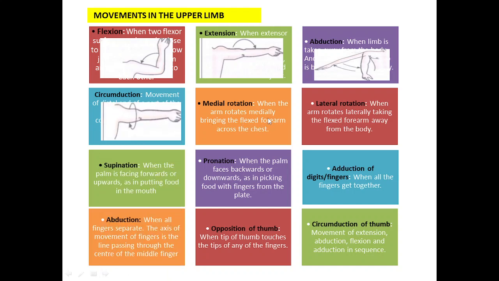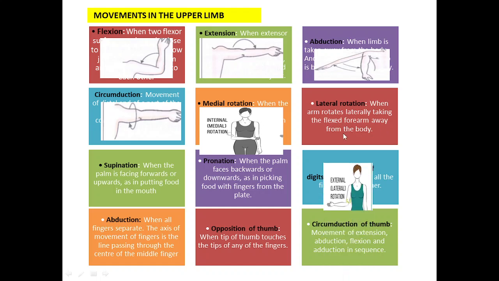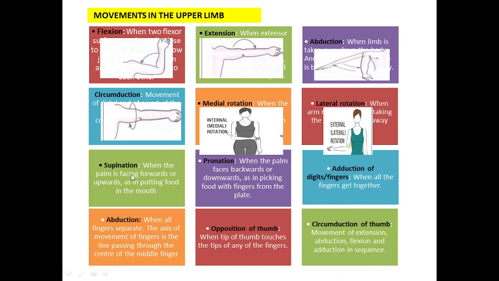Medial rotation, when the arm rotates medially, bringing the flexed forearm across the chest. Then lateral rotation, when the flexed forearm is taken away from the body. Then supination, when the palm is facing towards the face or upward. This is supination. In pronation, the palm is facing downward. We can give an example by supination when we are bringing the food to our mouth, and pronation when we are picking the food from a plate.